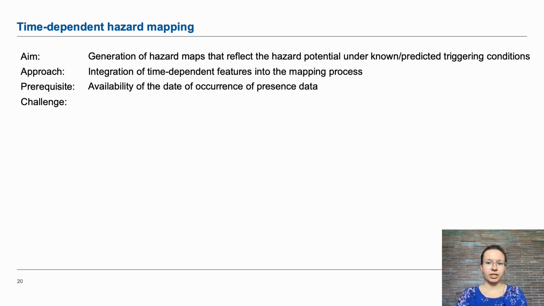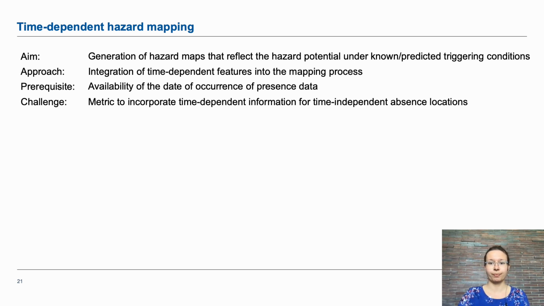The prerequisite to be able to generate time-dependent maps in the first place is the availability of the date of occurrence of the presence data, meaning a respective entry in the landslide database. From historic precipitation records, precipitation amounts associated with the landslide events can be directly extracted and introduced into the training dataset. This leads me directly to the major problem with time-dependent landslide hazard mapping using a random forest approach.